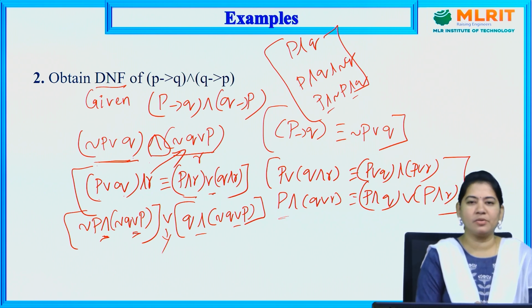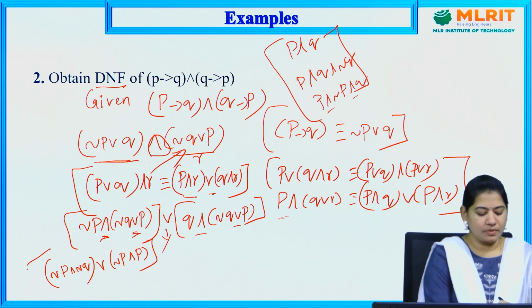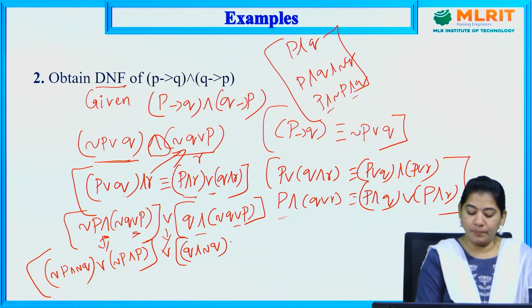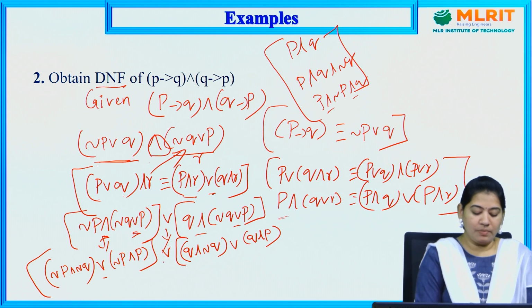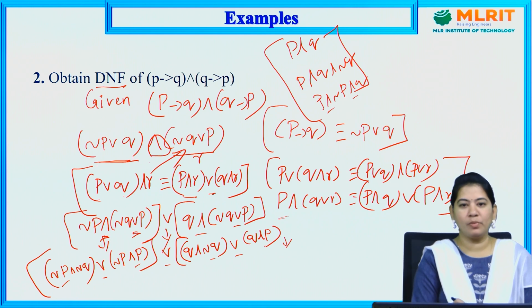So again apply the distributive formula as we have different connectives here. Then what you will get: negation P and negation Q, or negation P and P. This one I am converting like this. Or again here also the same thing we are applying, the distributive law: Q and negation Q, or Q and P. Here if we observe, in the middle we have the sum, and these are called elementary products. So if you want, you can stop up to here, but you can proceed with other statement formulas if necessary.